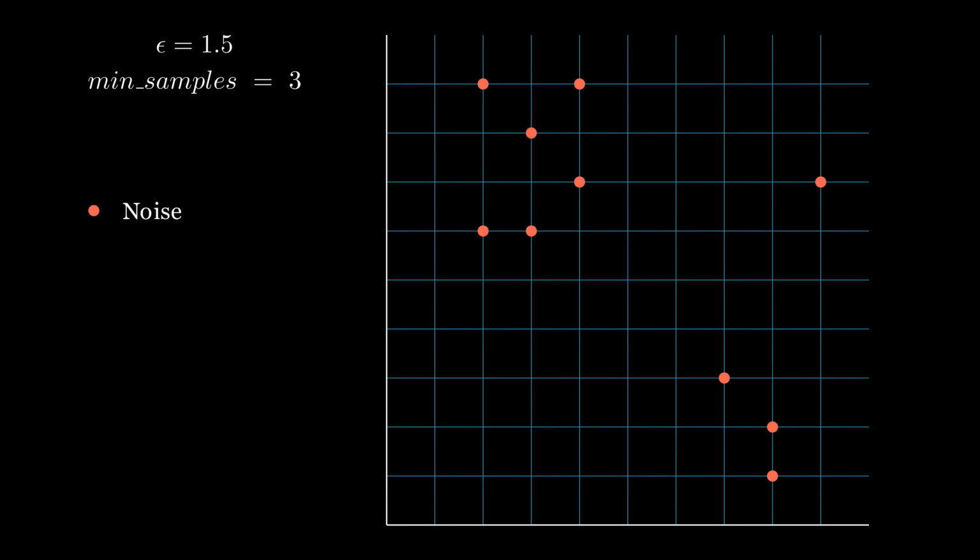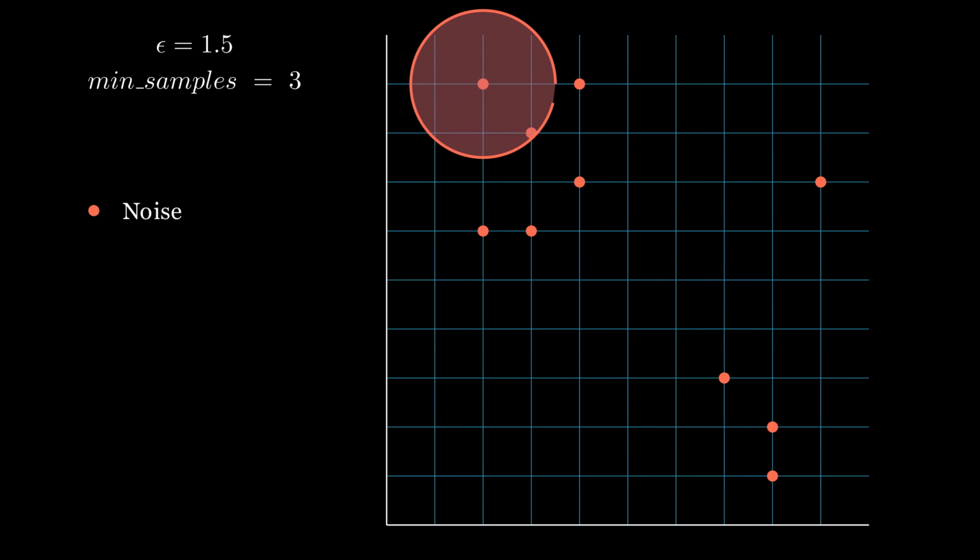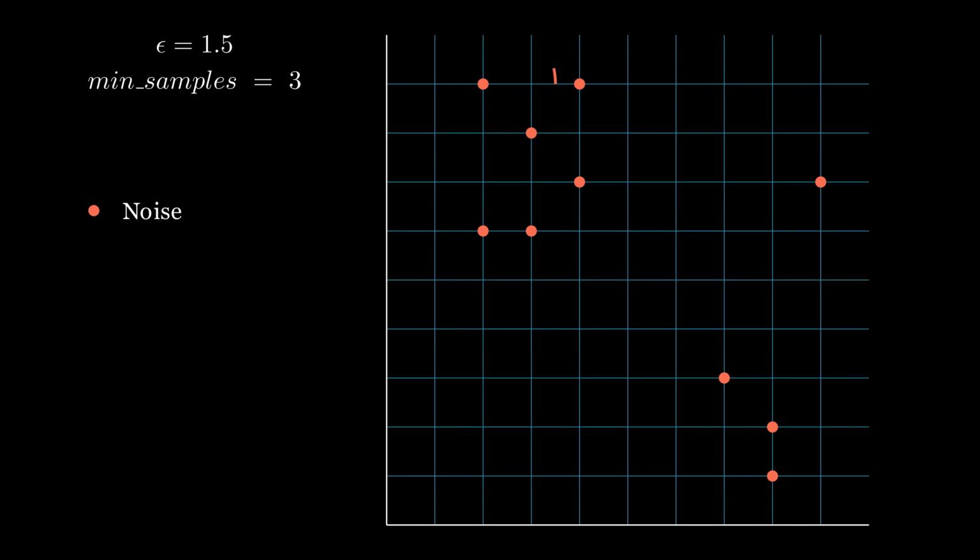We iterate through each sample. Let's consider the first point. Here, we have drawn a circle with an epsilon radius. That means the radius of this circle is 1.5, which we set as part of our hyperparameters. Now, within this circle, we have only 2 points, which is not sufficient since our min samples is set to 3. Let's continue our search for core points.